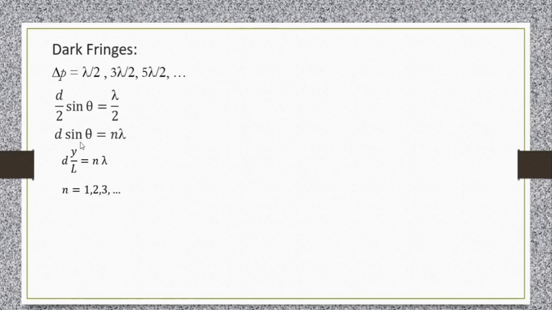And the sine of theta, because the distance L, the distance from the slit to the screen, is very far, so the sine of theta can be equal to the tangent of theta. It is equal to y over L. So we have this equation for dark fringes: d times y over L equals n lambda. So this is for the dark fringes in single slit diffraction.